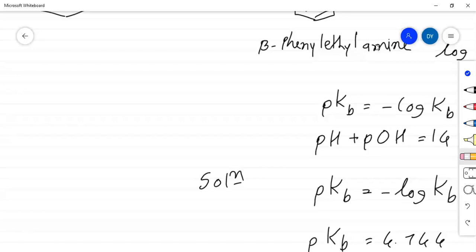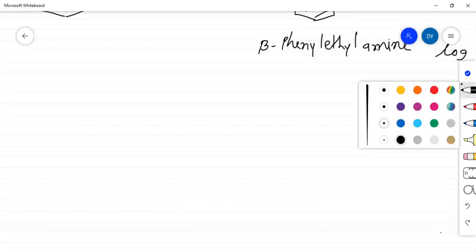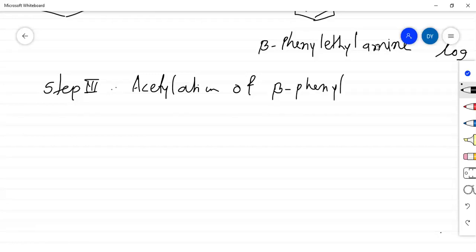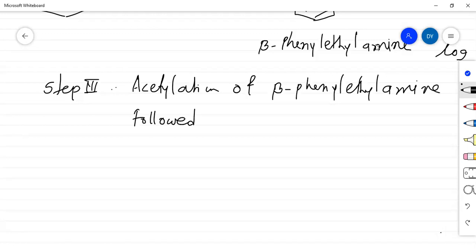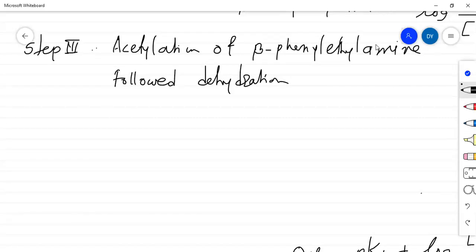Now students, step number 3. Step number 3 is about acetylation of beta phenyl ethyl amine. So there is an acetylation that takes place. This acetylation is followed by dehydration. So this is step number 3. Step number 3 is very simple: acetylation of beta phenyl ethyl amine followed by dehydration. Now, first I draw the structure of beta phenyl ethyl amine.